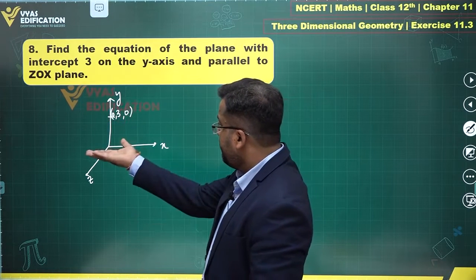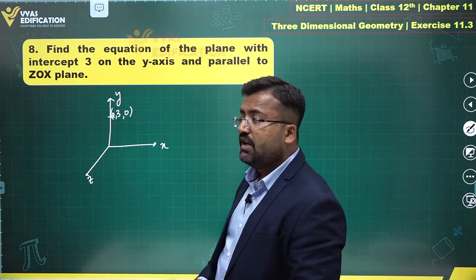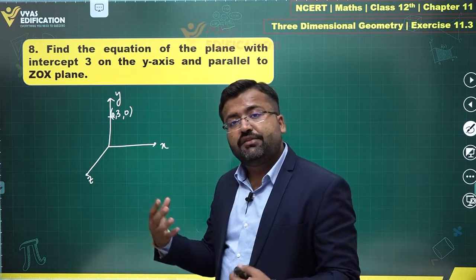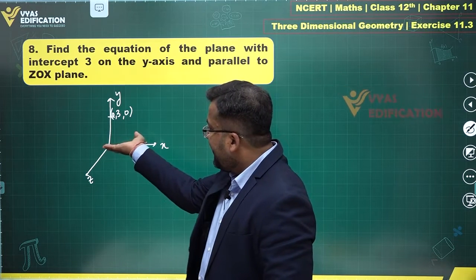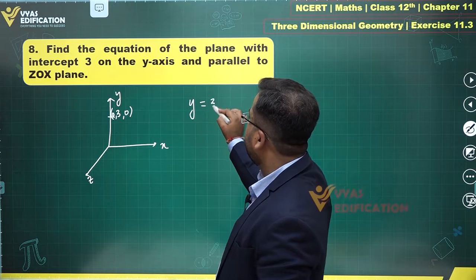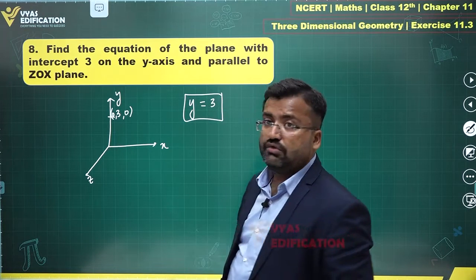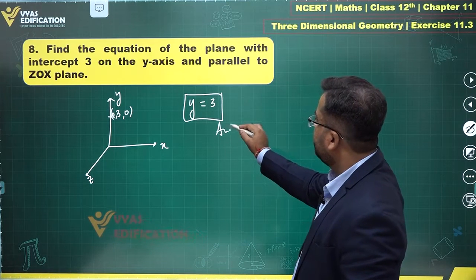Parallel to this plane, the x-coordinate and z-coordinate will keep on changing, but the y-coordinate will remain the same since the plane is parallel to the ZOX plane. So the equation of the plane will be y is equal to constant, that is y is equal to 3. This is my answer.